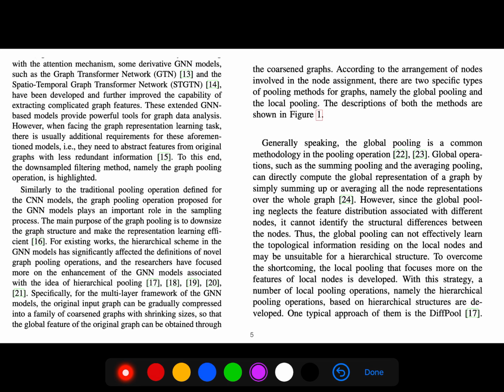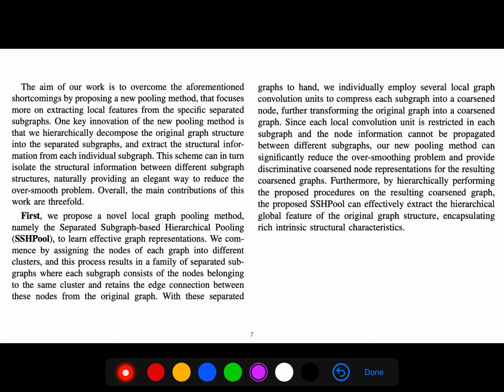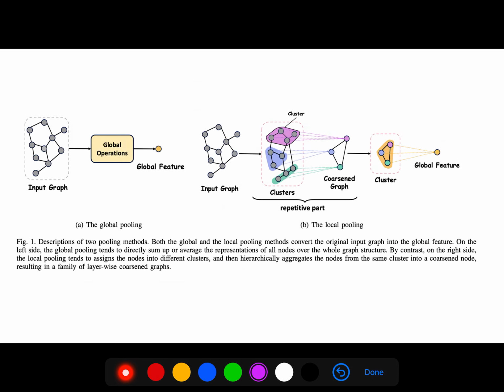So the aim of our work is to overcome the aforementioned shortcomings by proposing a new pooling method that focuses more on extracting local features from specific separated subgraphs. So this is a description of two pooling methods.